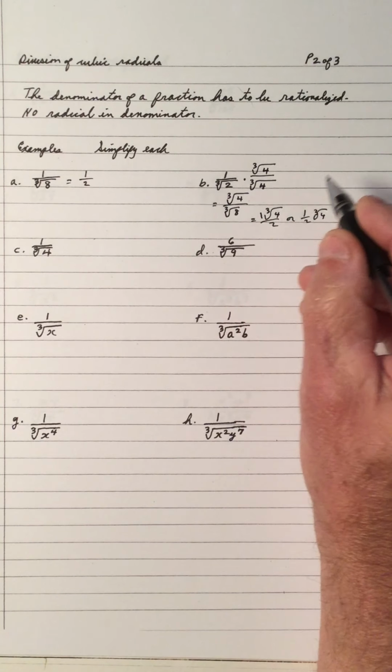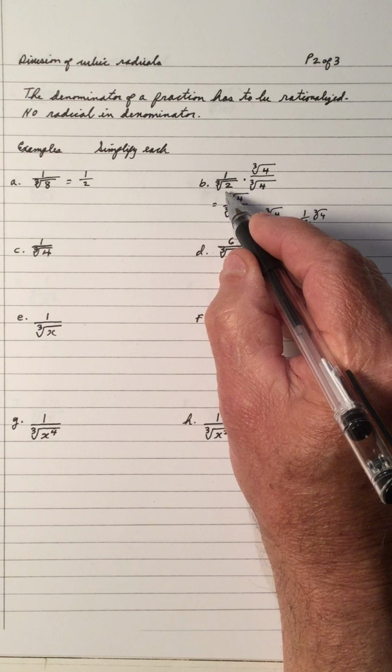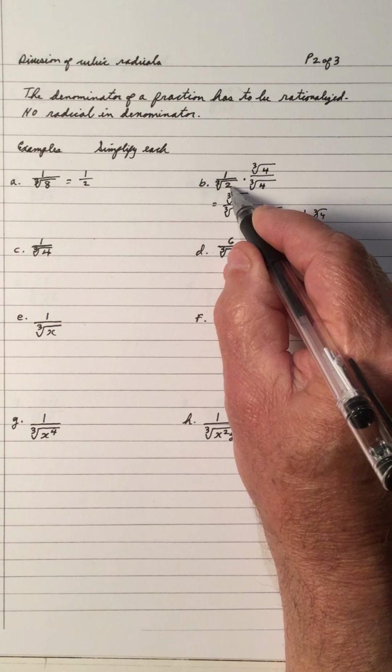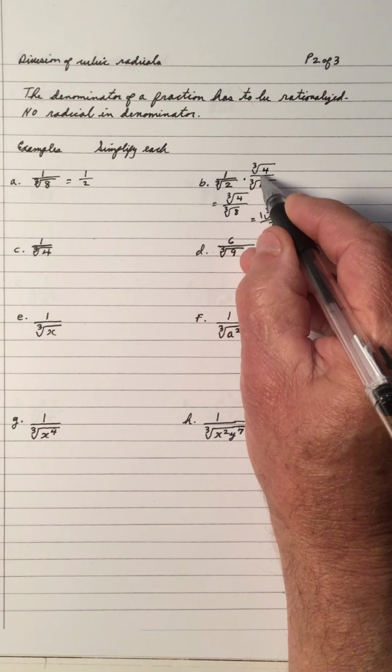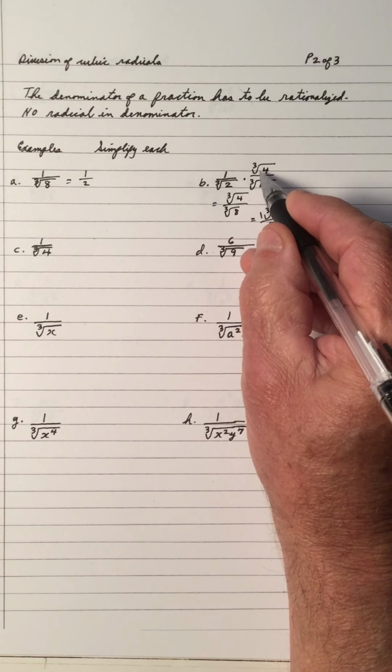That's a 1 understood. Notice we need a perfect cube. So the perfect cube that has a 2 as a factor is 8. So I multiplied 4 times 2 to get 8. So I multiplied the numerator. The denominator has to be the same to keep it equivalent.